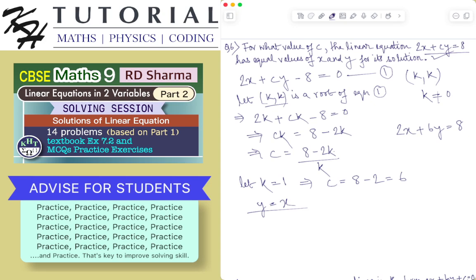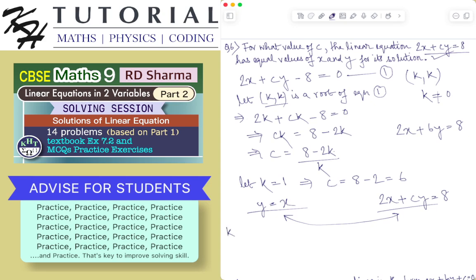But it is given that the linear equation in the two variables is 2x plus cy is equal to 8. So these two equations must be identical, because the linear equation in two variables x and y, where all the roots will have equal values of x and y, has to be something like y equals to x. The y equals to x can also be written as 2y equals to 2x.